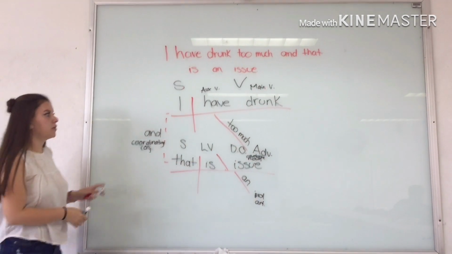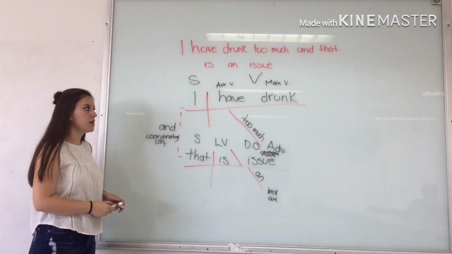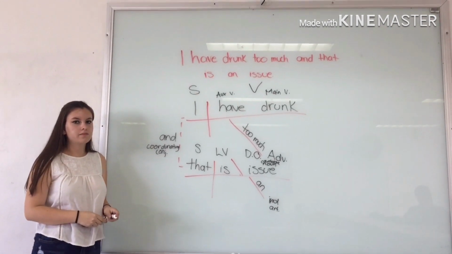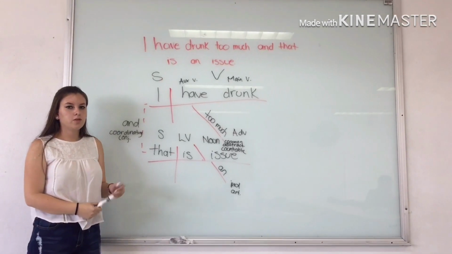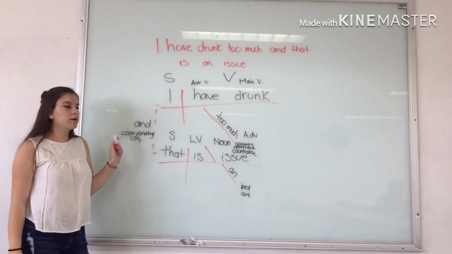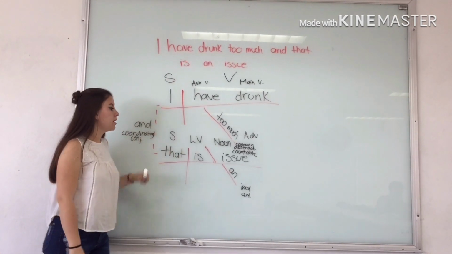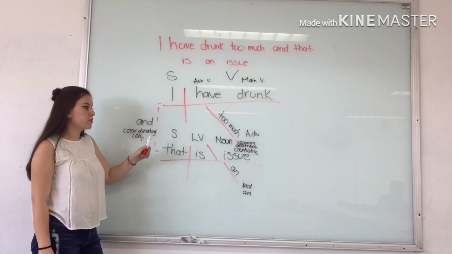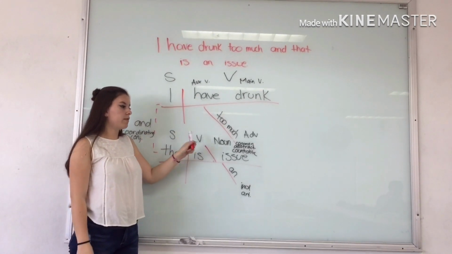So here we have our analysis, as you can see, and that's it. So finally, our sentence pattern is subject, verb, and with the second clause, which is subject, linking verb, and noun.